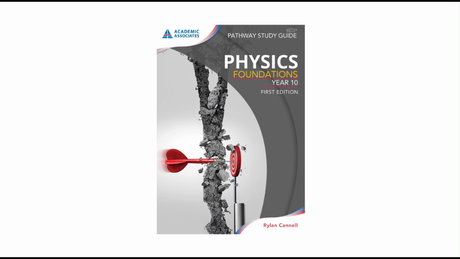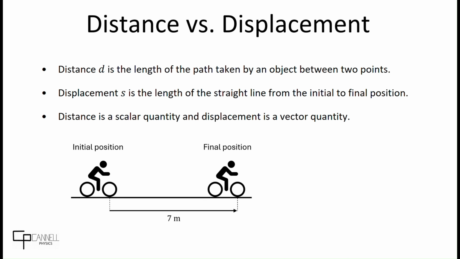Now let's start today's topic. Let's start with distance and displacement. Distance, denoted with a lowercase d, is the length of the path taken by an object between 2 points, whereas displacement, usually denoted with lowercase s, is the length of the straight line from the initial to final position. And it's important to note that distance is a scalar quantity and displacement is a vector quantity. So distance doesn't require a direction, but displacement does.